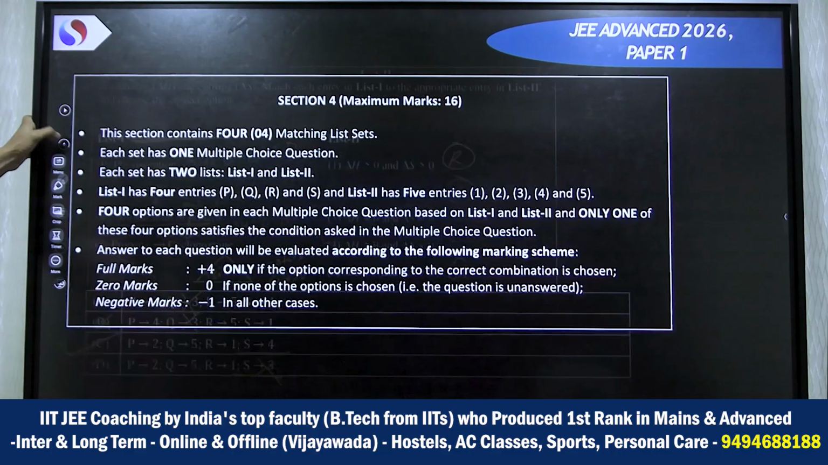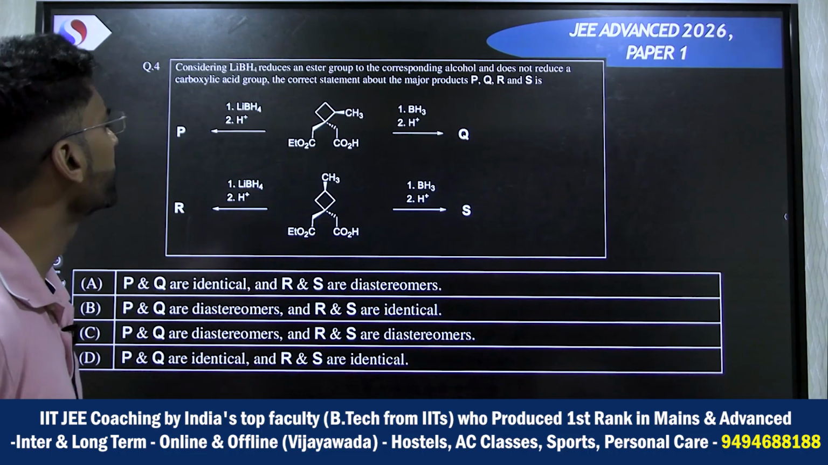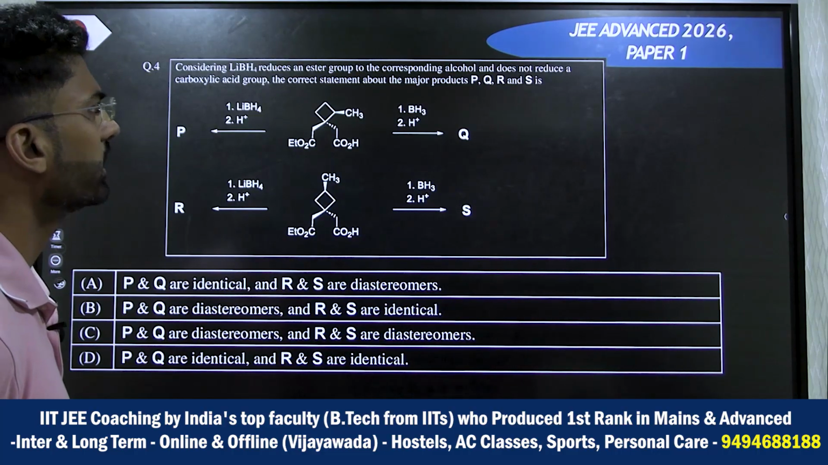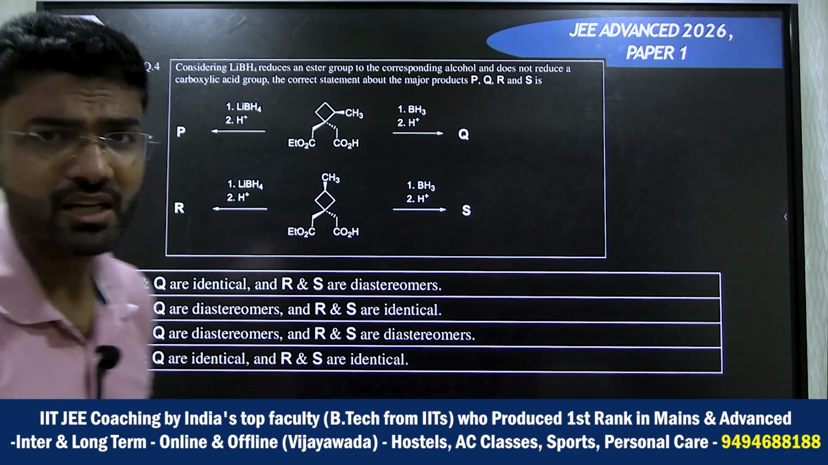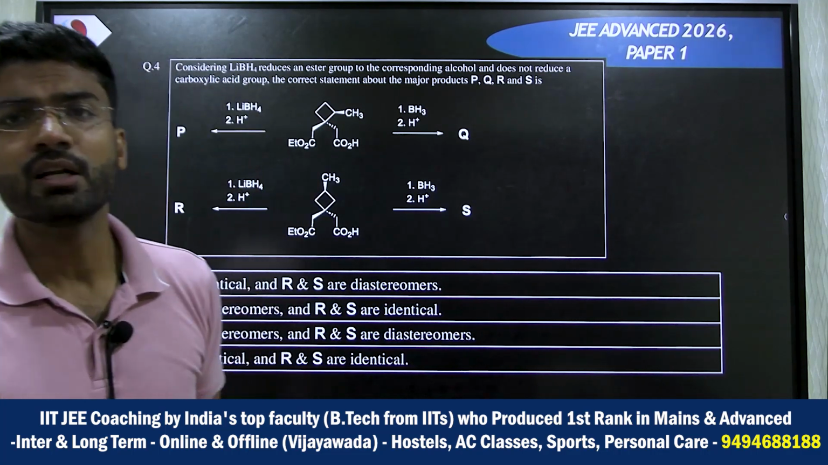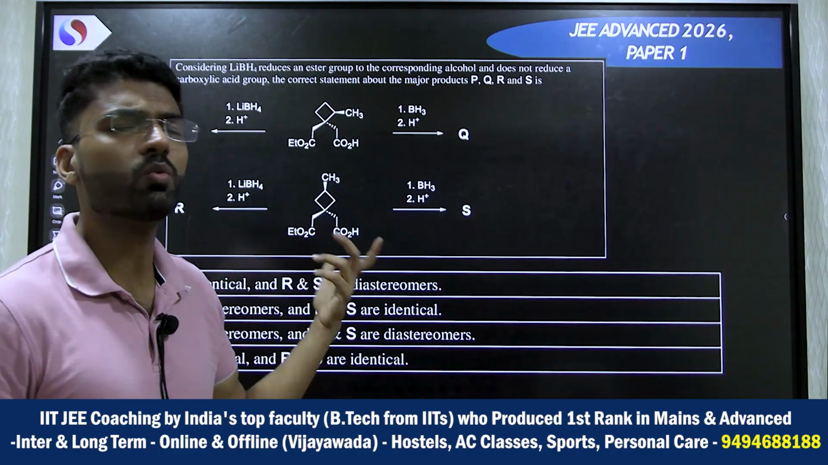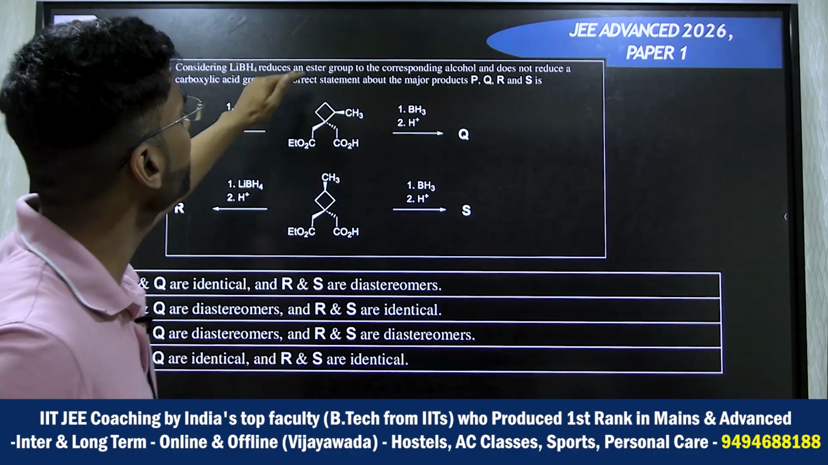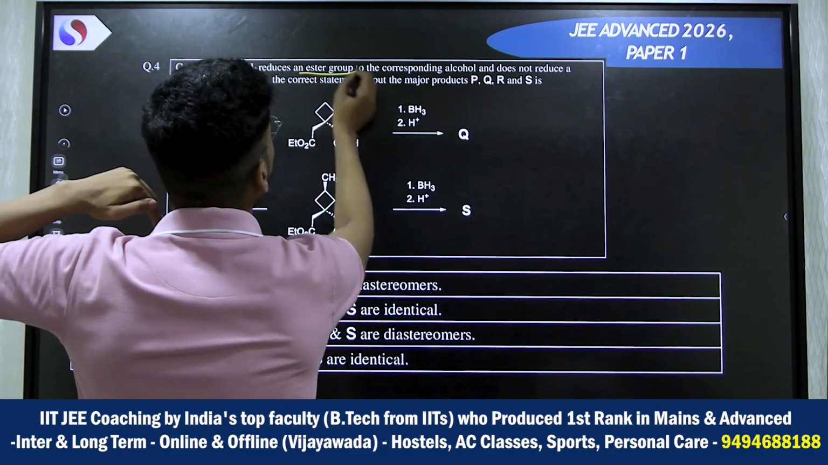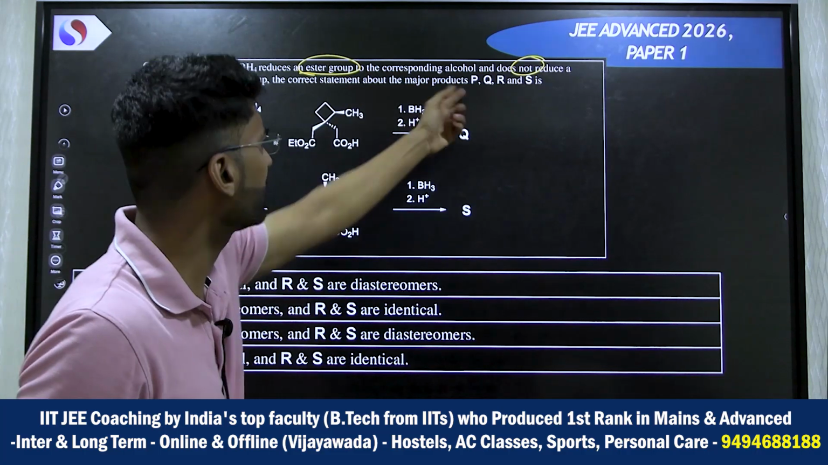Okay, let's see the next question. Now it is an organic question. Consider that lithium borohydride reduces an ester group to the corresponding alcohol and does not reduce the carboxylic acid group. Generally in JEE Advanced they will not give that much information; they generally give just the reagent, and you have to remember what the reagent does. In this case they give some soft corner: they say lithium borohydride reduces only the ester group, not the carboxylic acid, and reduces it up to the alcohol.